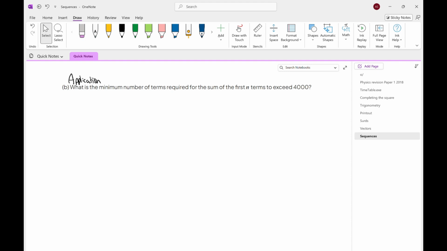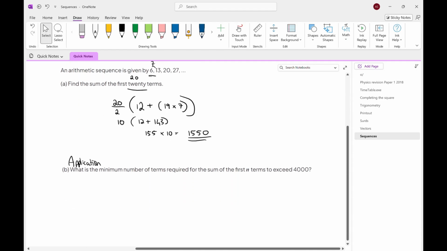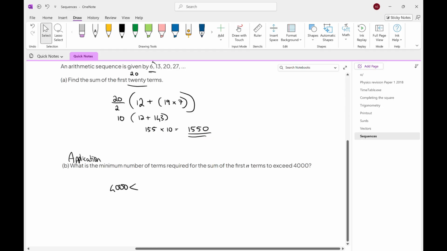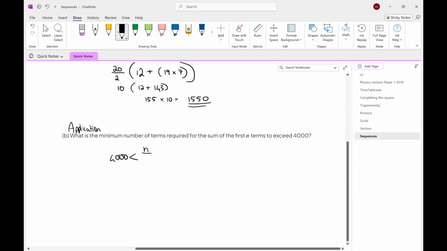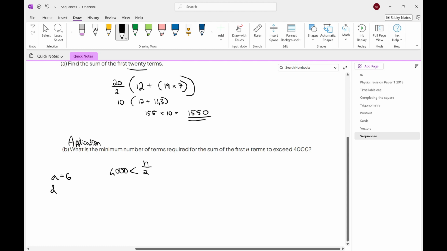Now, moving on to our application question for this, we are going to have question B. What is the minimum number of terms required for the sum of the first n terms to exceed 4,000? Now, don't be scared by this question. All we have to do is use the same sum formula as before and make it greater than 4,000. So what do we have? n over 2, we don't know n, n is what we're trying to find. We have a and we have d. Remember, a is 6 from the same question, and d is 7.